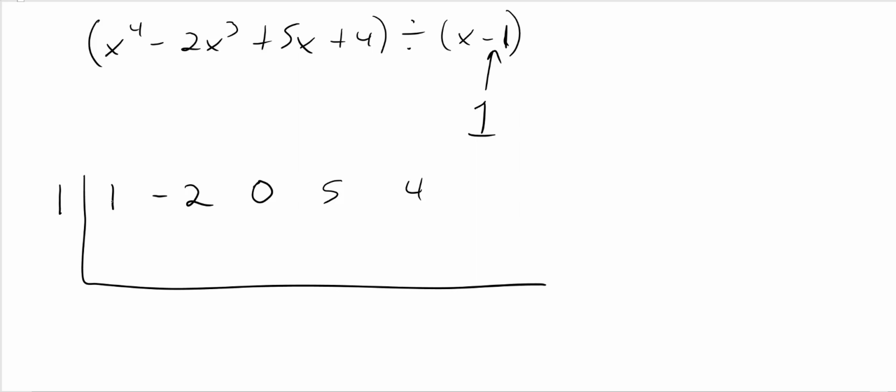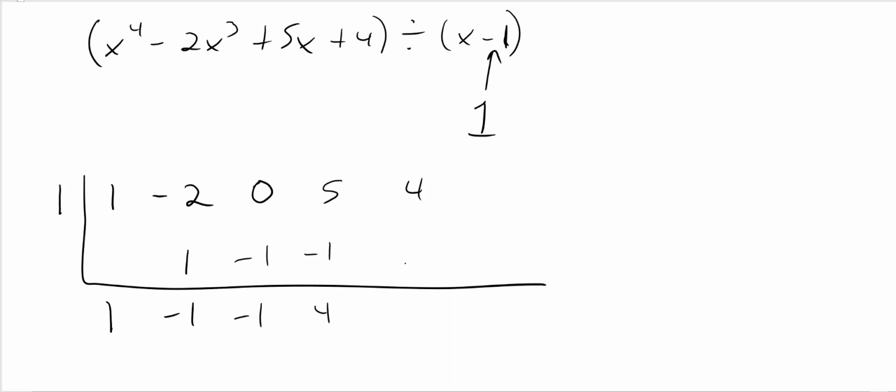Okay, let's do it. Bring the 1 down. 1 times 1 is 1. Negative 2 plus 1 is negative 1. 1 times negative 1 is negative 1. 0 minus 1 is negative 1. And 1 times negative 1 is negative 1. 5 minus 1 is 4.